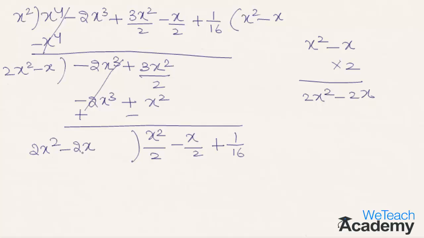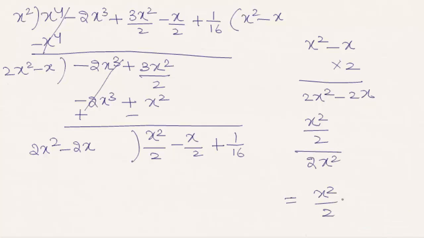So here let us divide the first term of the new dividend with the first term of the new divisor. We get x square by 2 divided by 2x square. So this would come as x square by 2 into 1 by 2x square. So here x square and x square get cancelled, and we get here 1 by 4, and this would be the last term of the new divisor.